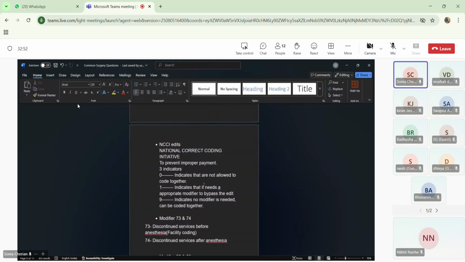But NCCI edit is very important, guys. You cannot code any procedures without the NCCI edit. Why? Because there might be denials, there might be payment issues.